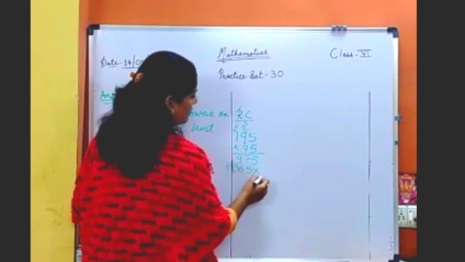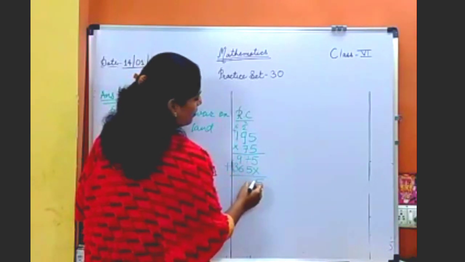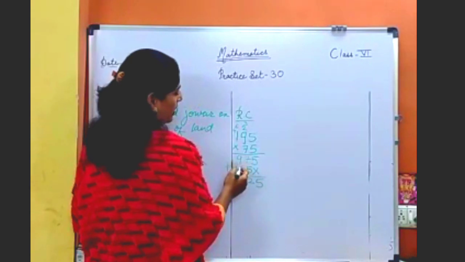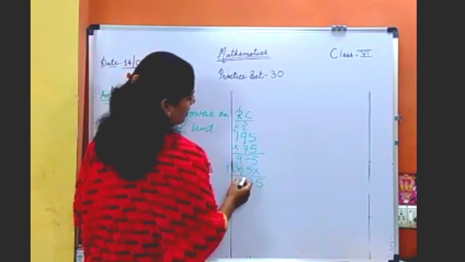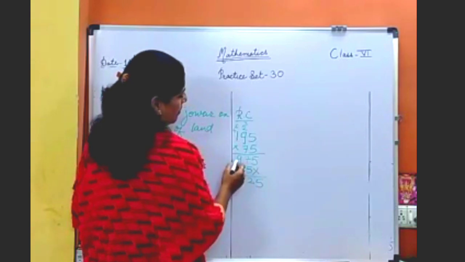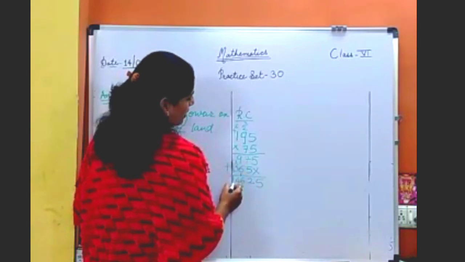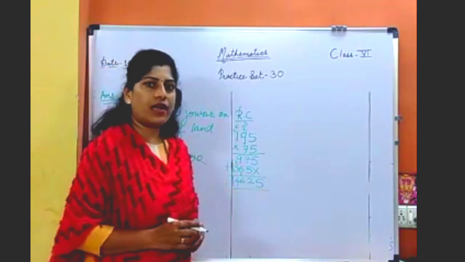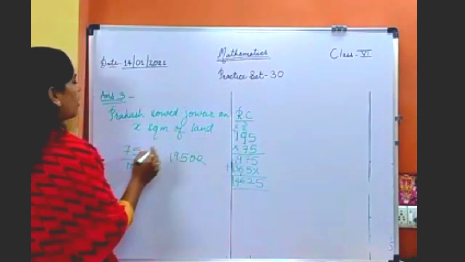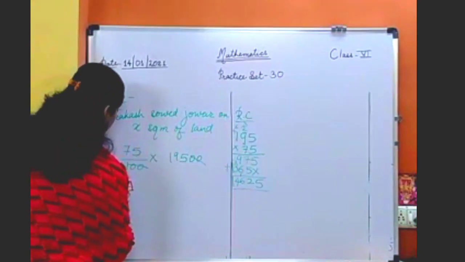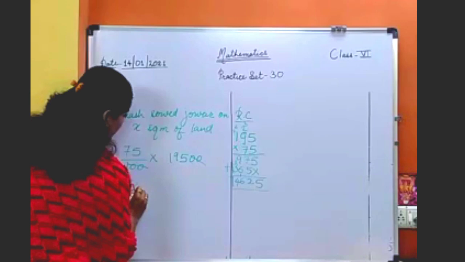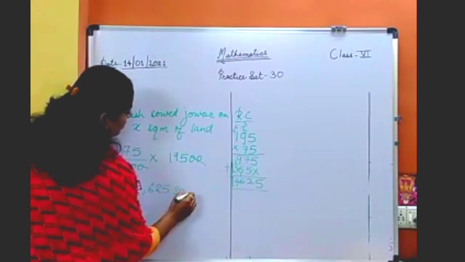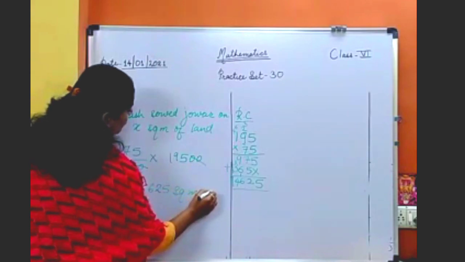Let us add 5, 12, 9 plus 6, 15, 15 plus 1, 16, 3 plus 1, 4, and here is 1. So the answer is 14,625. So Prakash sowed jowar on 14,625 square meter of land.